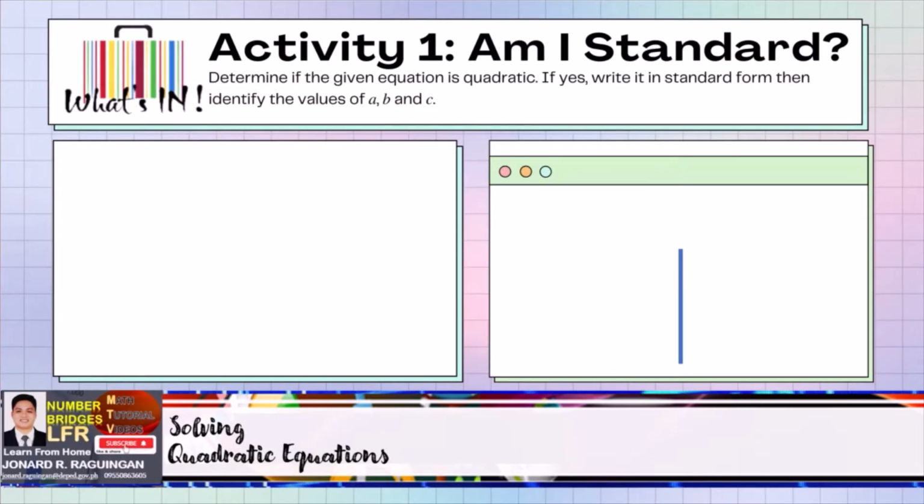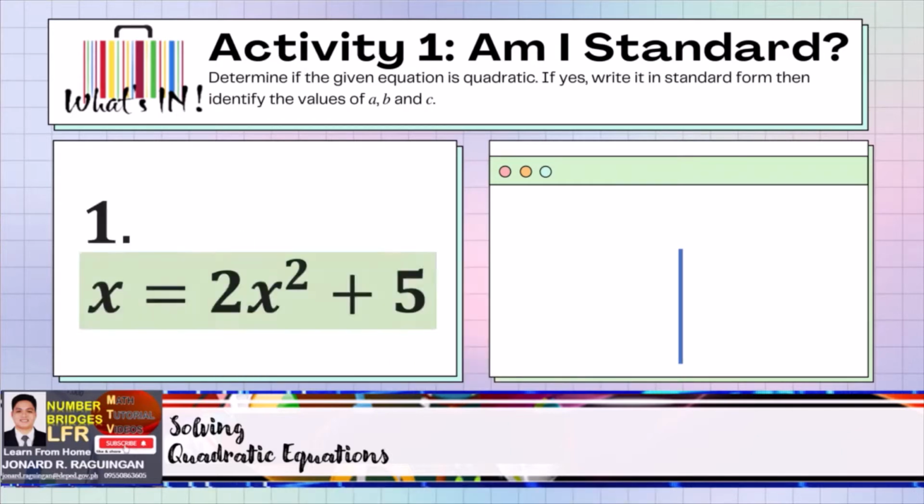Now, let's get started. Let's have a recall on algebraic techniques involving polynomials to fully understand the procedures in solving quadratic equations through Activity 1. Am I standard? Determine if the given equation is quadratic. If yes, write it in standard form, then identify the values of a, b, and c.